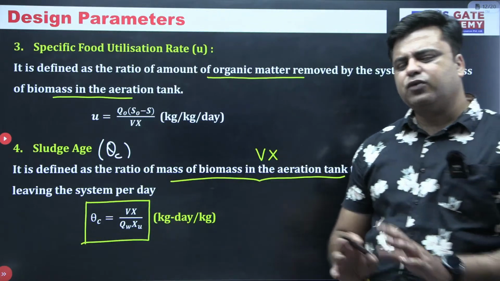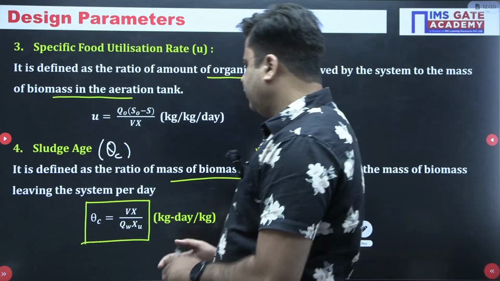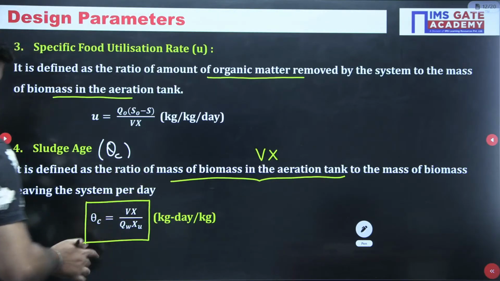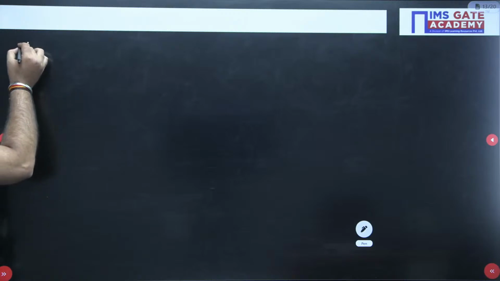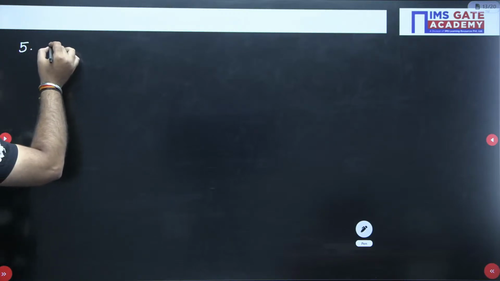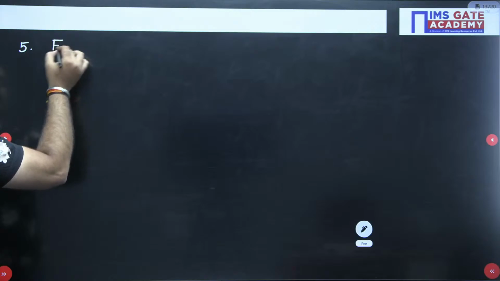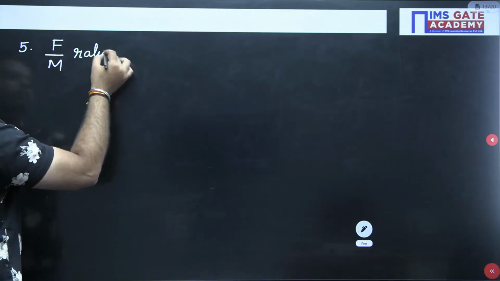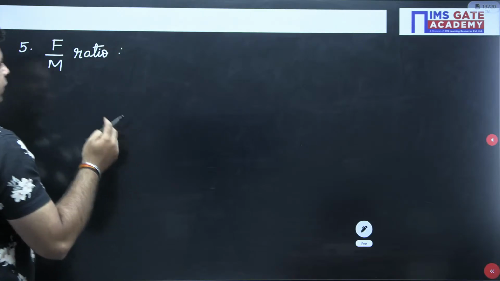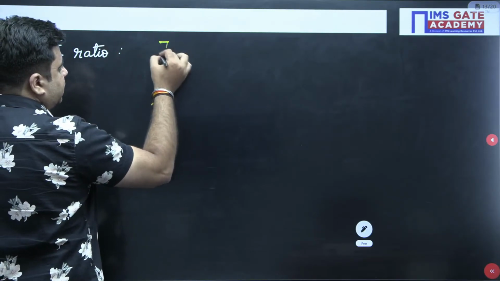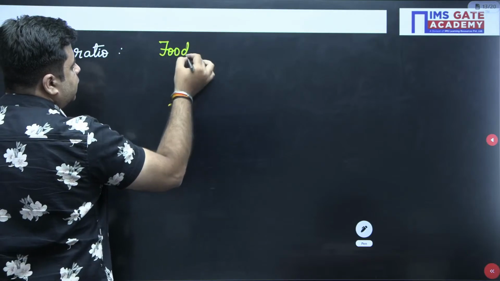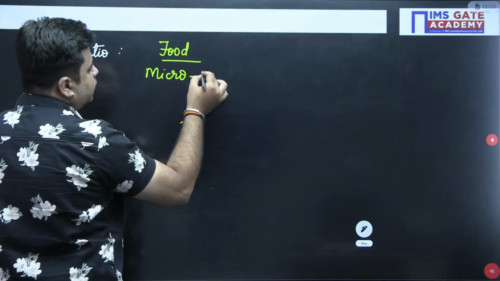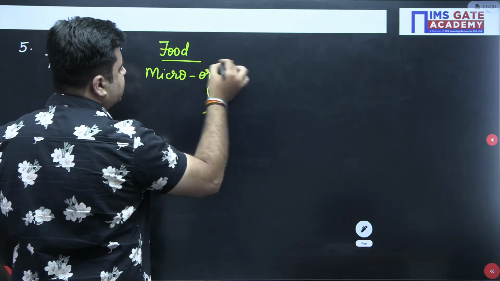So this is just for the basic thing, right? Now we have one more thing, so this can be the fifth one, which is known as F by M ratio. F by M ratio is also termed as food to microorganism ratio, right?